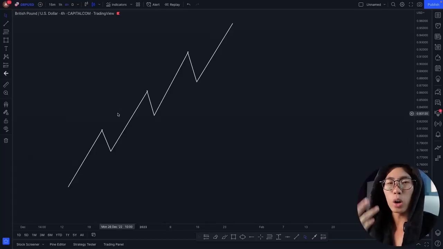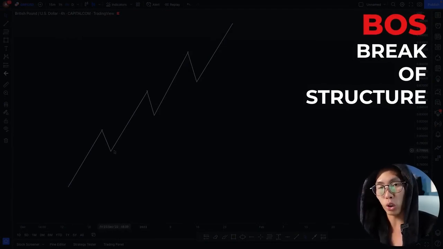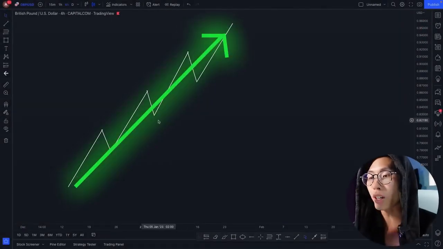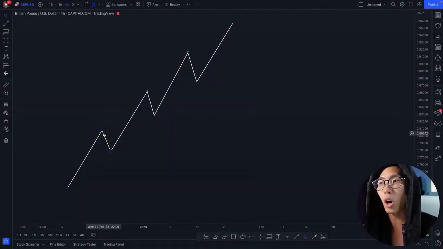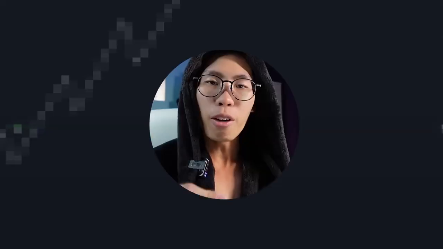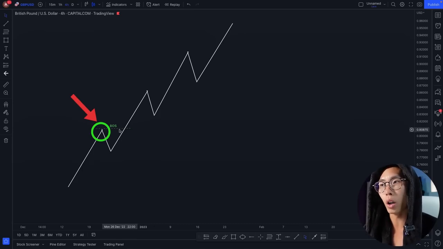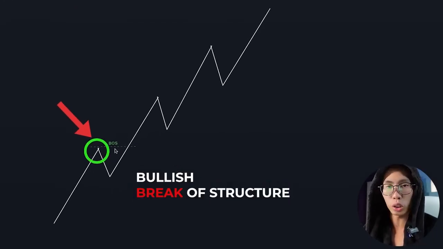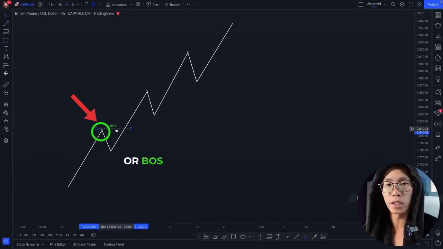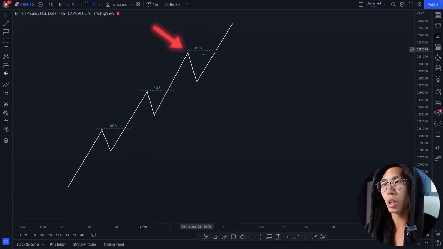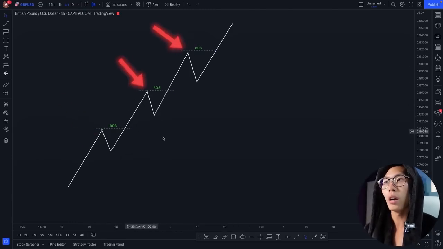So firstly, let's talk about BOS, or break of structure. In an uptrend, price will be looking like this. You'll be making your higher highs and higher lows. Every time price breaks through a new high, this is what we call a bullish break of structure, or BOS. So there's a break of structure here, there's another break of structure right here, and another break of structure right here whenever price breaks the previous high.